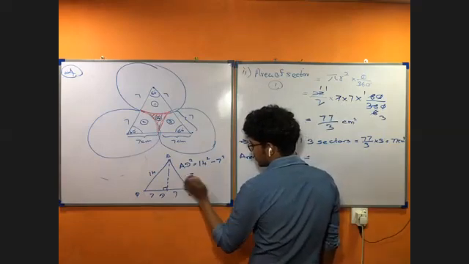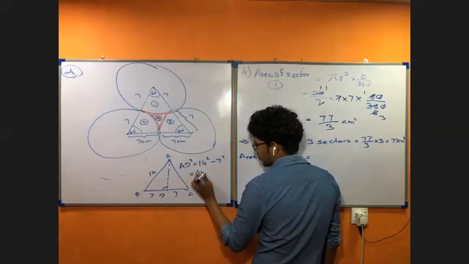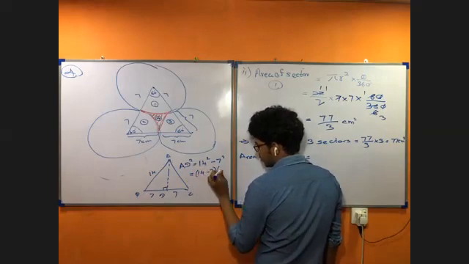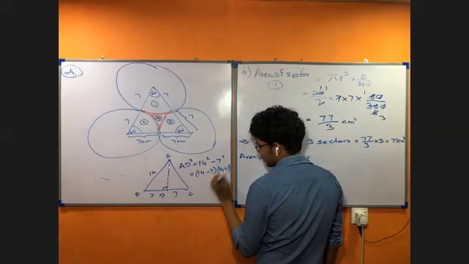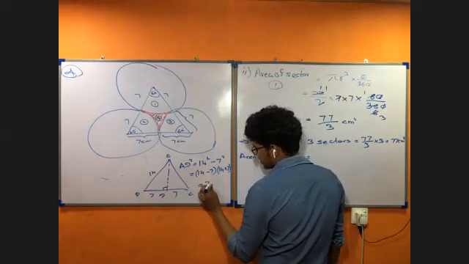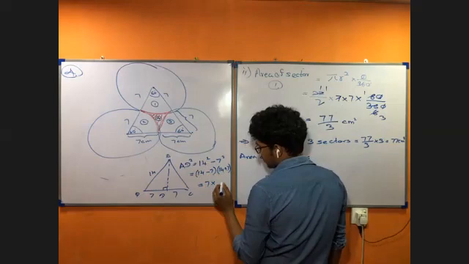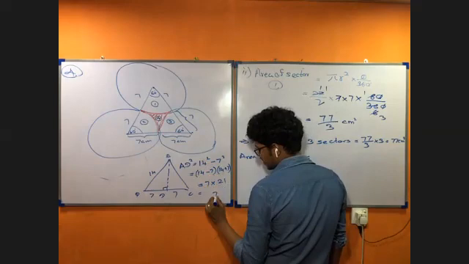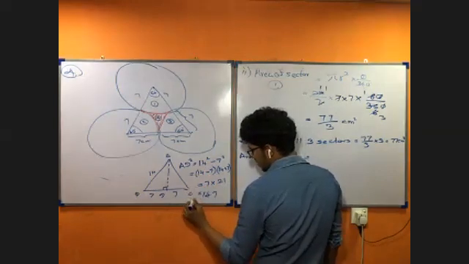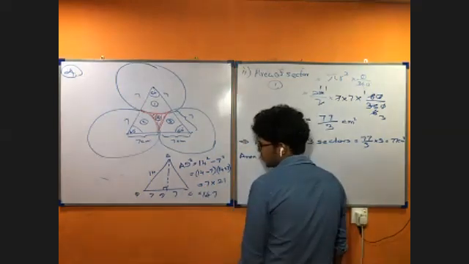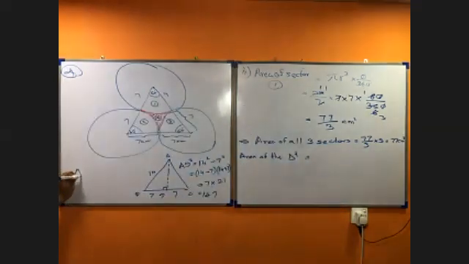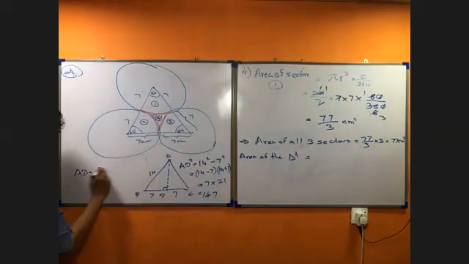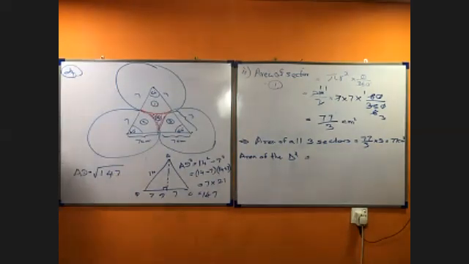So how to find? 14 squared minus 7 squared. You can see this is a difference of 2 squares, right? So it is going to be 14 minus 7 times 14 plus 7. 14 minus 7 is 7. 14 plus 7 is 21. So 7 times 21. 7 times 1 is 7, 7 times 2 is 14, so 147. So AD is going to be the square root of 147, right?